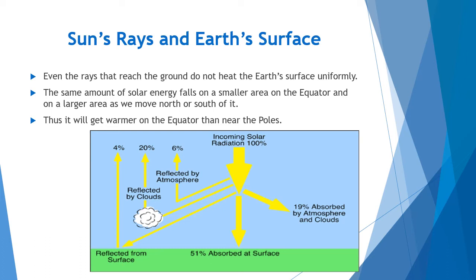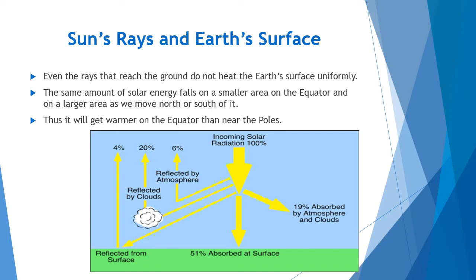The same amount of solar energy falls on a smaller area at the equator. See, on the equator, direct sun rays are received. That means a small part of the area gets more heat. And on a larger area, as we move from the equator to the north or south pole, you can see the slanting rays. As per how the slanting goes, the area receiving the sun rays becomes larger.